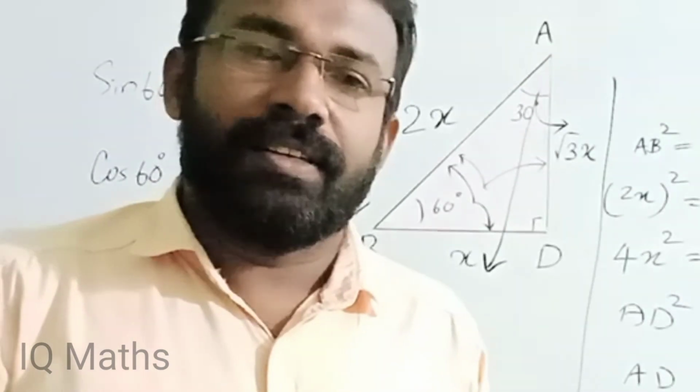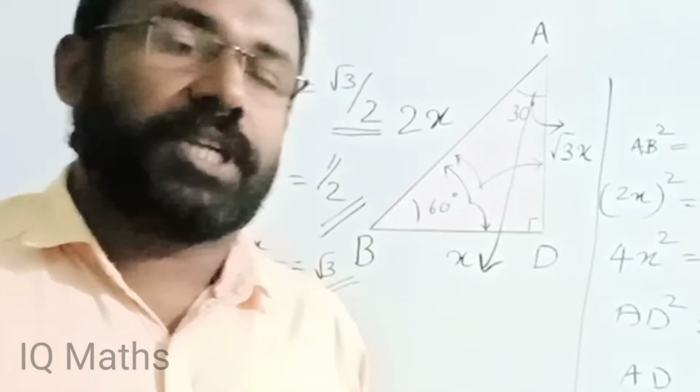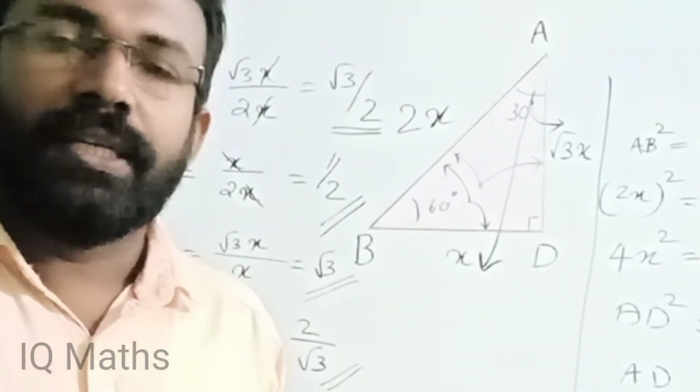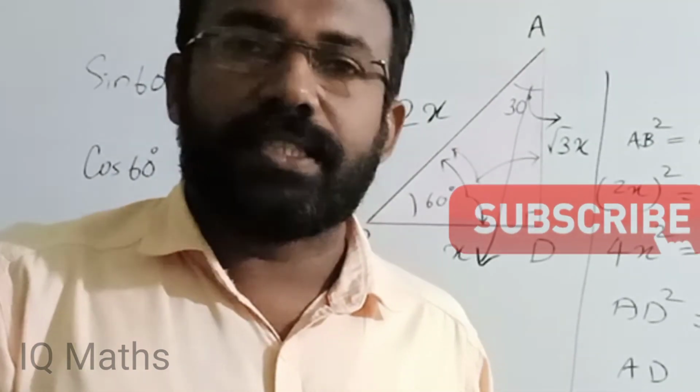In the next session, we will discuss the same topic, trigonometric ratios of some specific angles, that will be 0 degree and 90 degree. After that, we will move to exercises and examples.